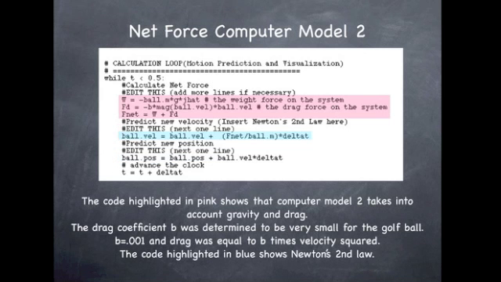The net force in computer model 2. The code highlighted in pink shows the computer model 2 takes into account gravity and drag. And you can see that because F net is equal to W plus Fd, or the weight plus the force of the drag. The drag coefficient B was determined to be very small for the golf ball. B was equal to 0.001 and drag was equal to B times the velocity squared. The code highlighted in blue shows Newton's law in the second computer model.